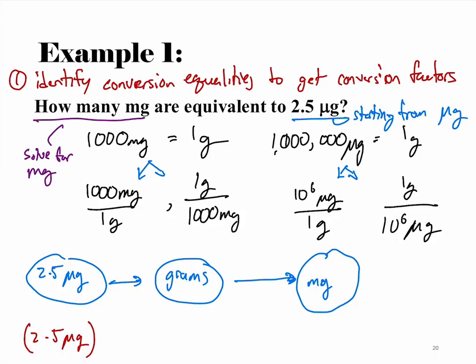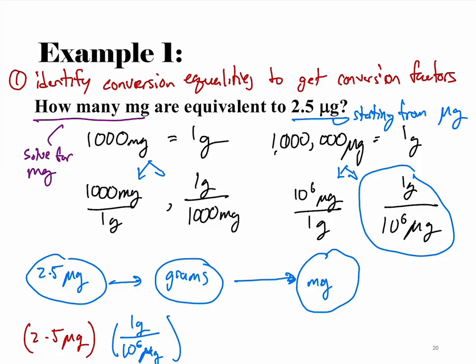Let's plug that in and see where that puts us. We're going to use this conversion factor: 1 gram per 10 to the 6 micrograms. It cancels out the micrograms, and what units are we left with so far? Grams, right? But we don't want our final answer in grams. We want our final answer in milligrams, because that's what the question is asking for.